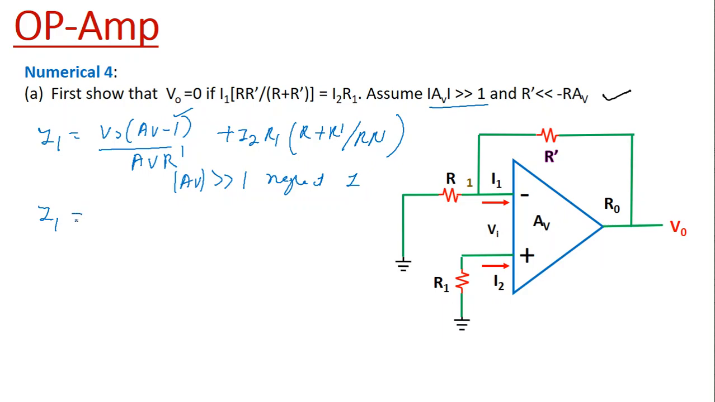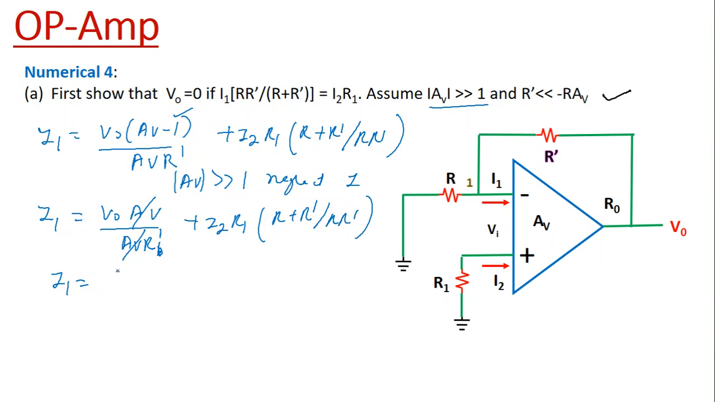So we get I1 is equal to VO into AV divided by AV R dash plus I2 R1 into R plus R dash divided by R into R dash. This we will get. Now AV and AV cancel out and we get I1 is equal to VO upon R dash plus I2 R1 into R plus R dash divided by R into R dash. This we are getting now.